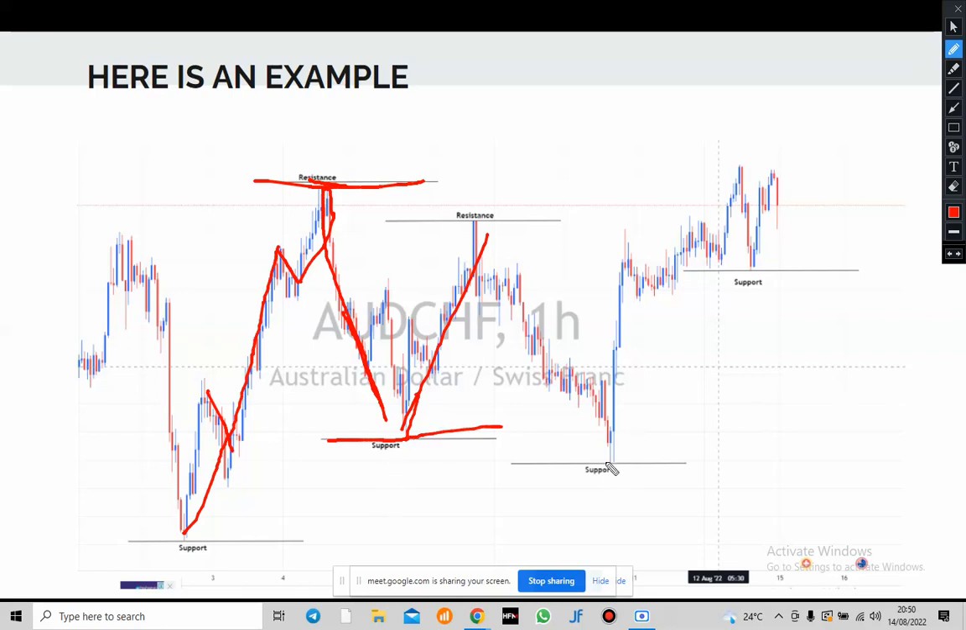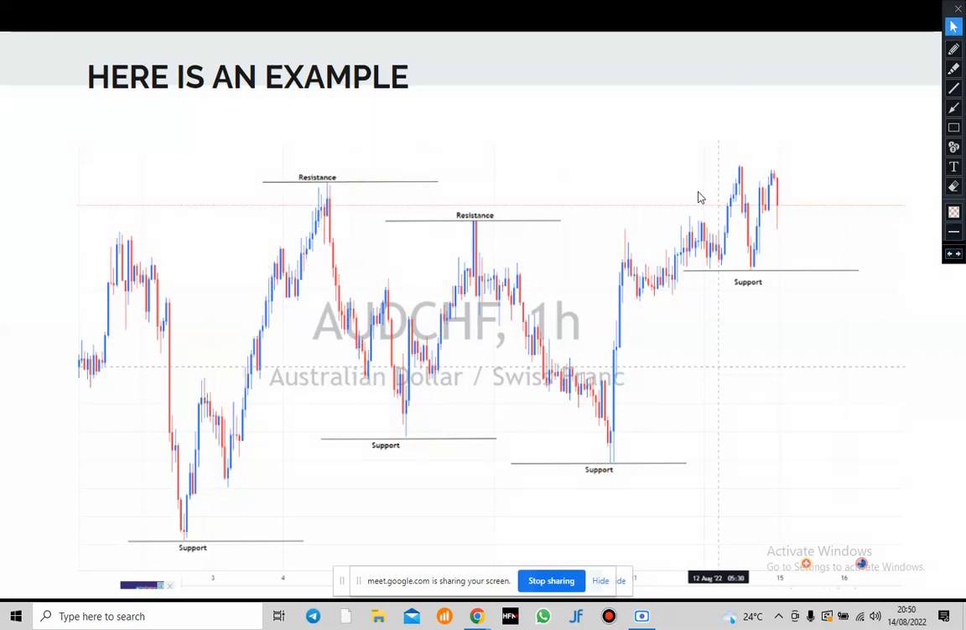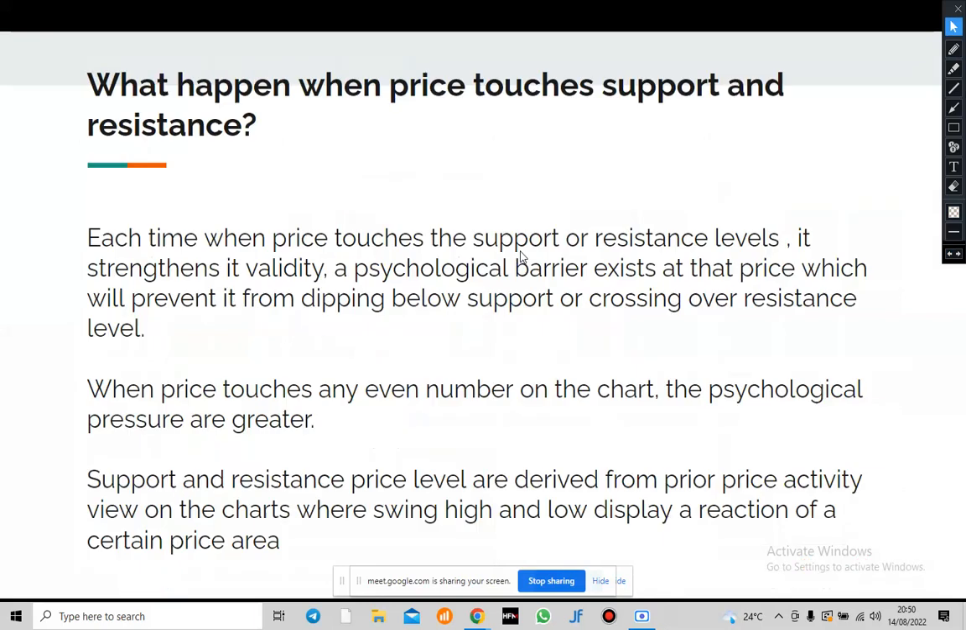So you can see each point indicating that the price is being respected, that the levels are valid, the level of resistance and the level of support are valid. That is what happens when the price approaches or touches support and resistance. When price touches any even number on the chart, the psychological pressure is greater.